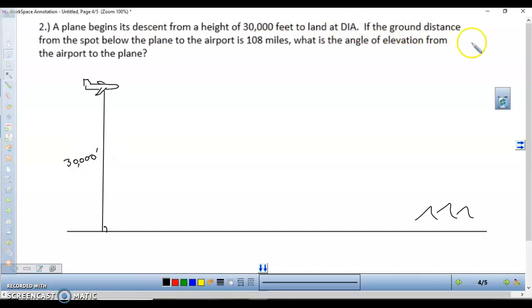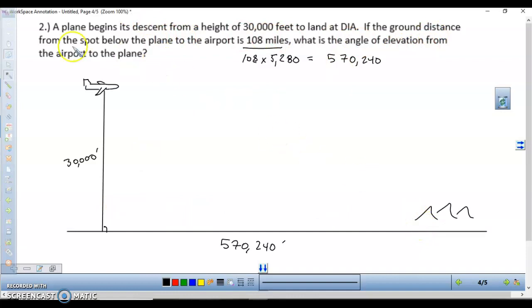Let's see. If the ground distance from the spot below the plane to the airport is 108 miles, well, this is in feet, so I need to have the same units. So the first thing I'm going to do is convert my 108 miles to feet by multiplying by 5,280. So 108 times 5,280, which is how many feet are in a mile, is 570,240. So rather than 108 miles, we're going to use 570,240 feet for that ground distance from below the plane to the airport.